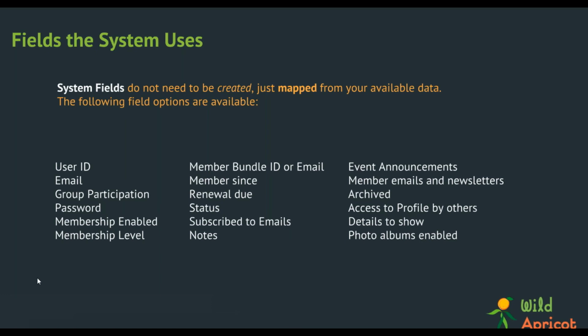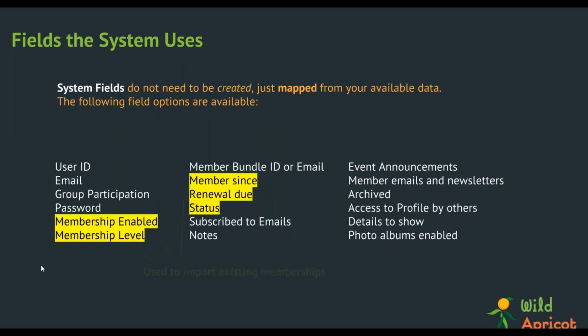It also has things like their password or event announcements opt-in, for example. These are things that you don't have to create, but you'll want to make sure they match up to any of the data you are importing. So for example, email is required for member login. That's why it's a system field. Your members cannot log in if they don't have an email address, so it's something that needs to be built into the system.